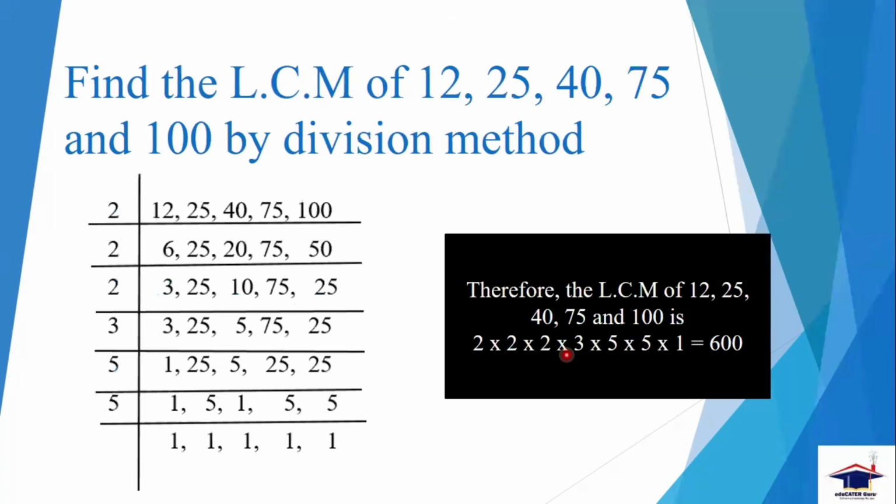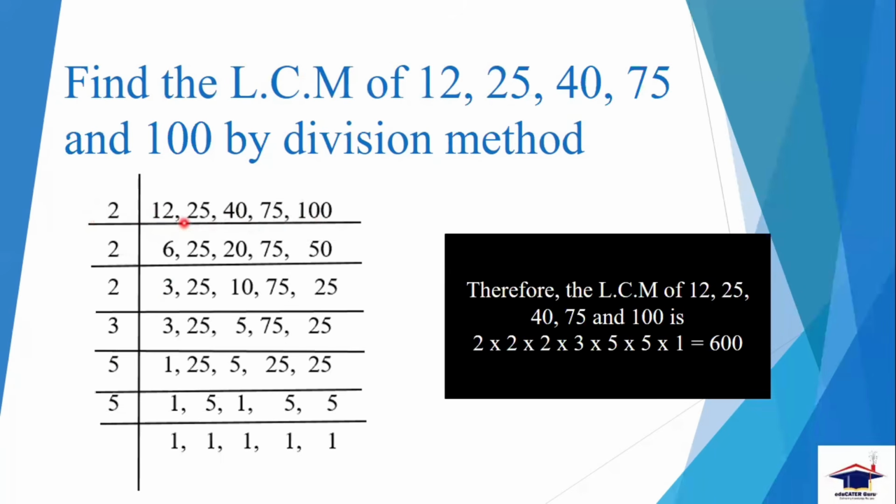Next, I have taken here 5 numbers. Find the LCM of 12, 25, 40, 75 and 100 by division method. So, division method is the method where you calculate LCM by finding the factors in the same table by separating them by using a comma. So, first you have to write 12, 25, 40, 75 and 100.